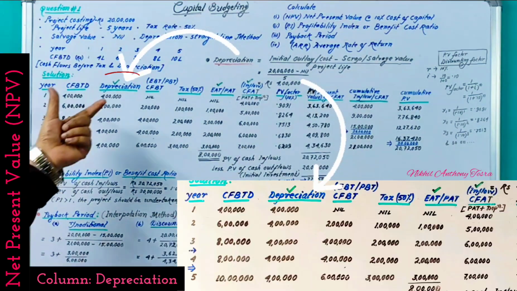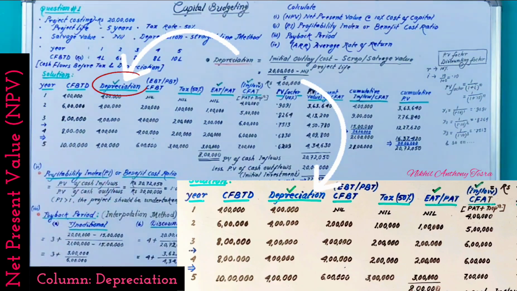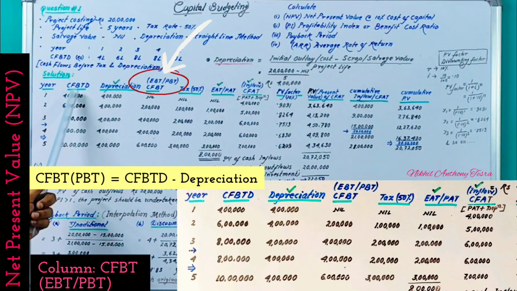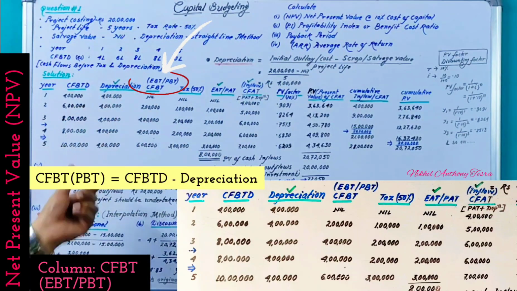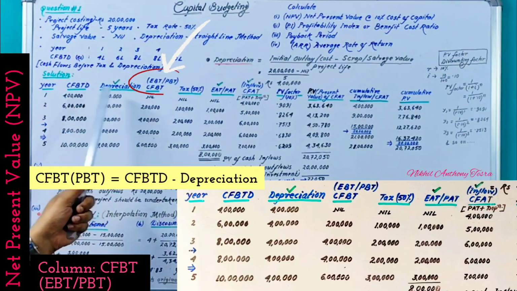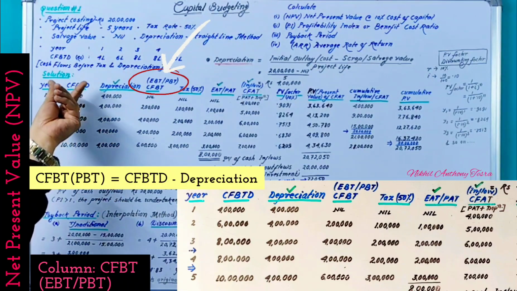So we are opening the third column as depreciation and incorporating 4 lakhs each and every year. Here the cash flows before tax and depreciation are given. We already calculated the depreciation. So we will deduct depreciation from cash flows before tax and depreciation. So depreciation is to be deducted from this column.